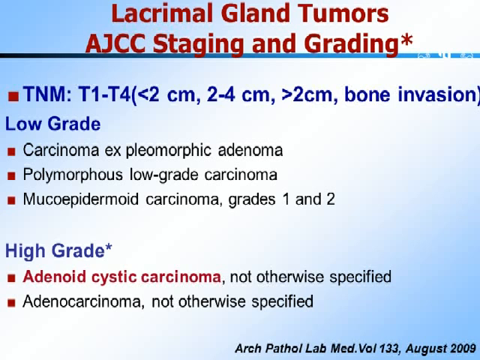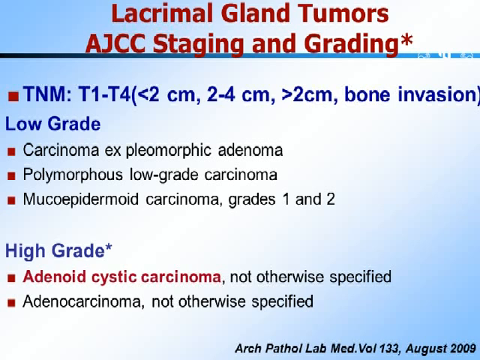Now coming to the staging in lacrimal gland tumors, although we usually do not stage lacrimal gland tumors, it is important that we start staging lacrimal gland tumors. And the staging is based firstly on the size of the tumors. If it is less than 2 centimeters, they are low grade. They are T1, and if they are more than 2 to 4 centimeters, it is T2. And if bone invasion is present, they are called T3 and T4. And then the low grade and the high grade variants are also there depending on the histology.